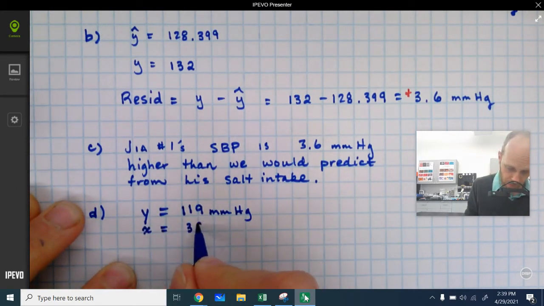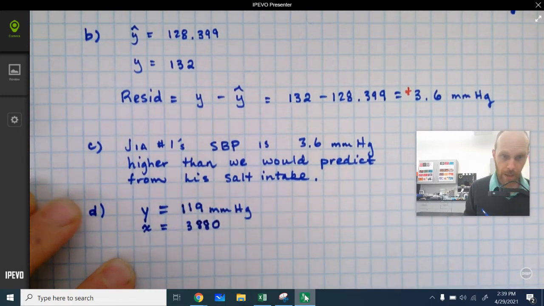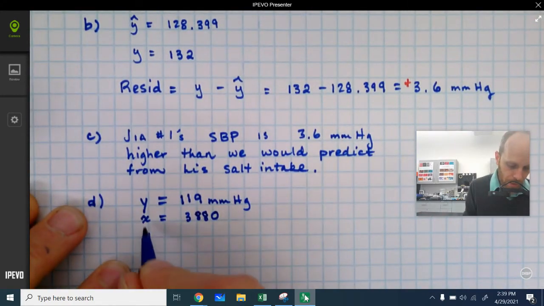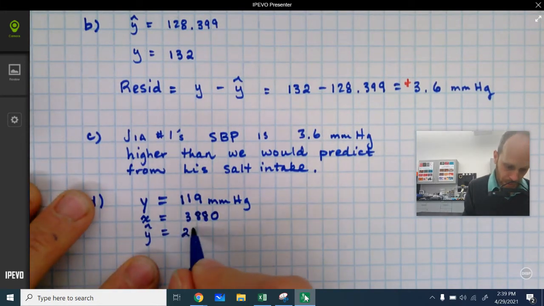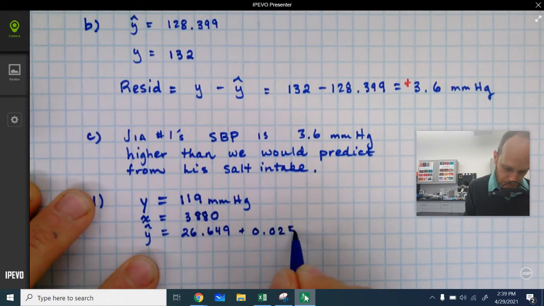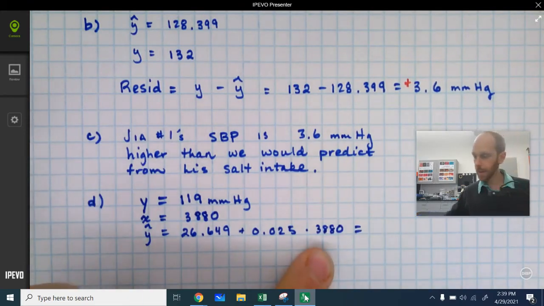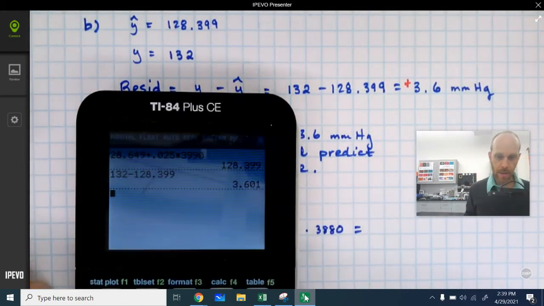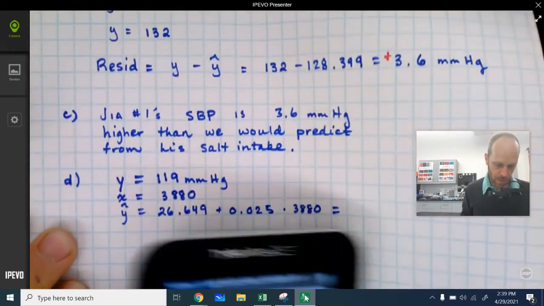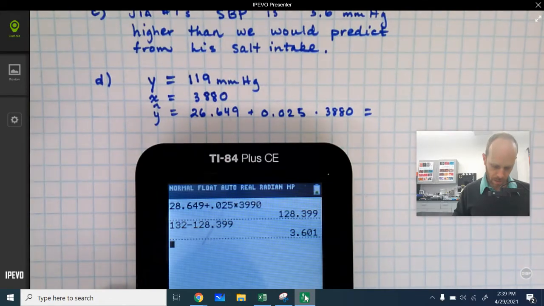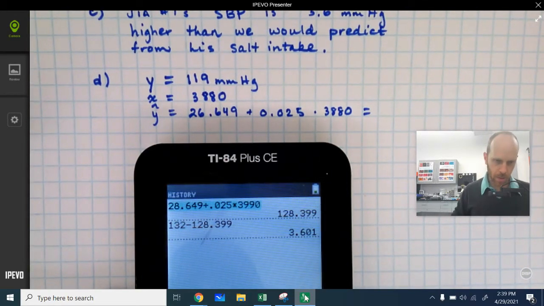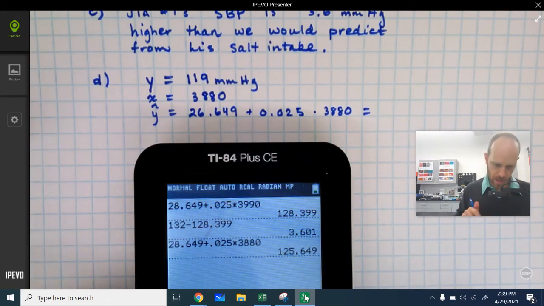The other thing we were given is his x value, 3,880. The way we're going to use that is to plug it into the old equation right here, in order to find his predicted systolic blood pressure. I'm just going to copy that. And there we have it.